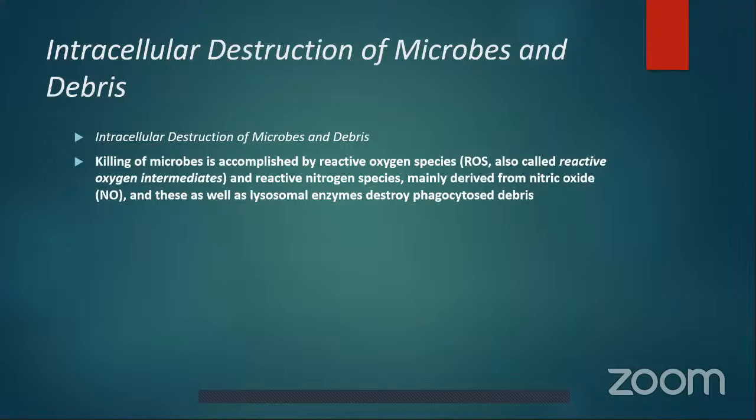Now, once the phagosome is formed, the phagolysosome is formed, and there is release of these granules, and with that release of granules, there are going to be reactive oxygen species. Finally, the microbe gets killed. The intracellular destruction of microbes and debris is accomplished by the reactive oxygen species and reactive nitrogen species, mainly derived from nitric oxide. These, as well as the lysosomal enzymes, will destroy the phagocytosed debris.